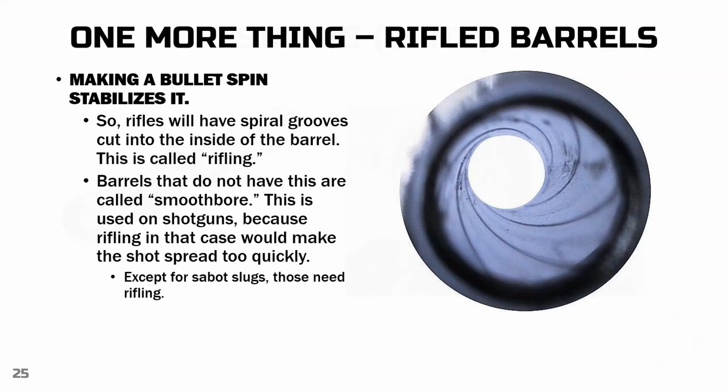It's usually not in shotguns, because rifling in a shotgun's case would make the shot spread too quickly. The BBs would kind of get trapped in those rifling grooves, and as it leaves the barrel, it would spin and spread out very quickly. Sabots do need rifling though.